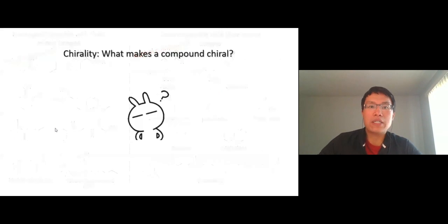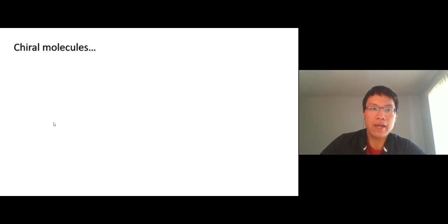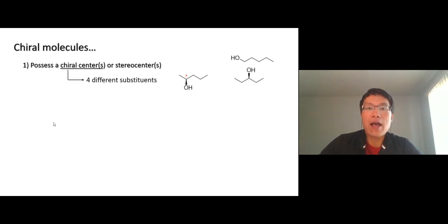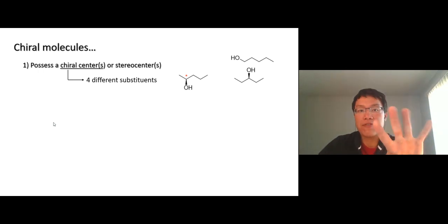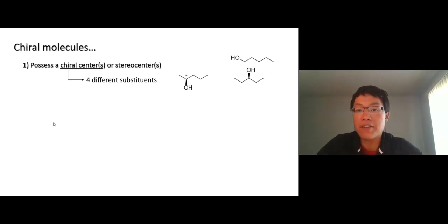All right. Now the question is, how do we know if a compound is chiral? Here are the characteristics of a chiral compound. Chiral molecules have this. Number one, they possess a chiral center, or stereocenter, at least one. Right, I'll give you some examples. What is a chiral center? A carbon that has 4 different substituents. It doesn't have to be carbon, but most of the time it's carbon, right? So a carbon that has 4 different substituents.